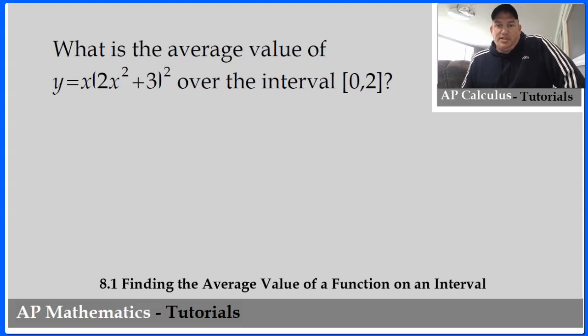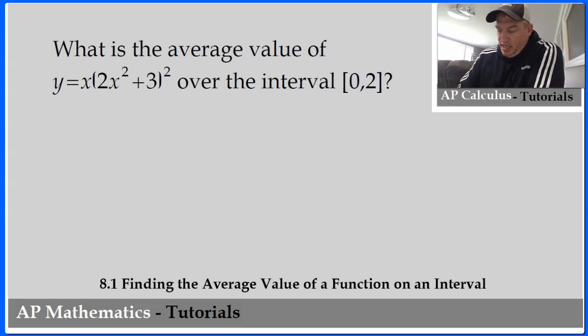Hi, calculus students. We're here in section 8.1, finding the average value of a function on an interval. It looks like this question says, what's the average value of x times (2x squared plus 3) squared over the interval 0 to 2?